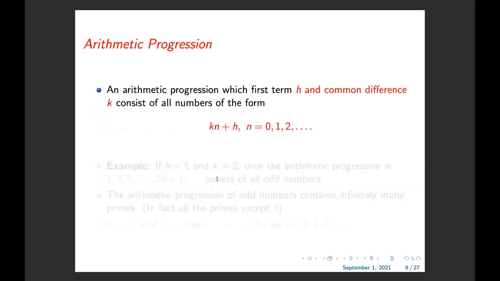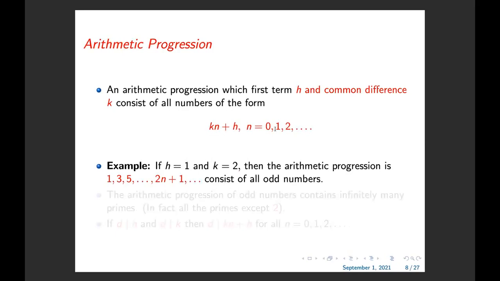Okay, so now we are coming closer to our topic. So let me just recall what an arithmetic progression is. If h and k are two integers, then an arithmetic progression, whose first term is h and the common difference is k, consists of all these numbers, kn plus h, where n runs over 0, 1, 2, and so on.